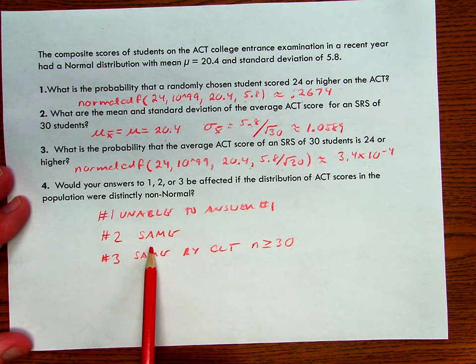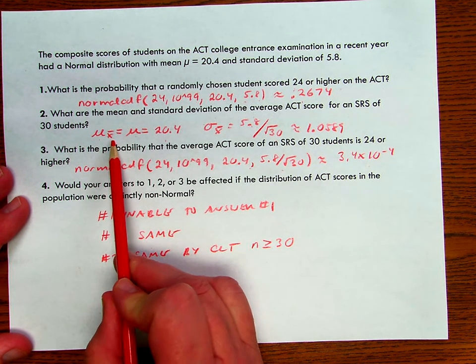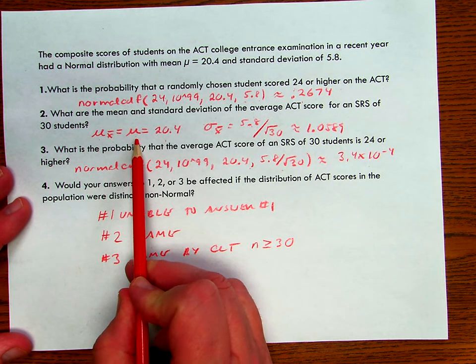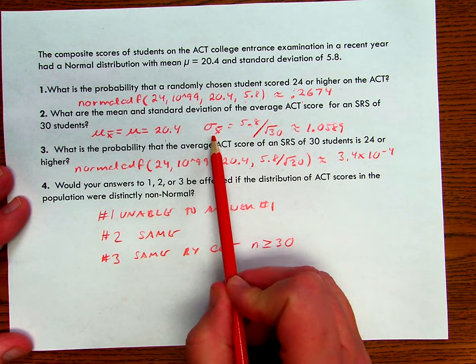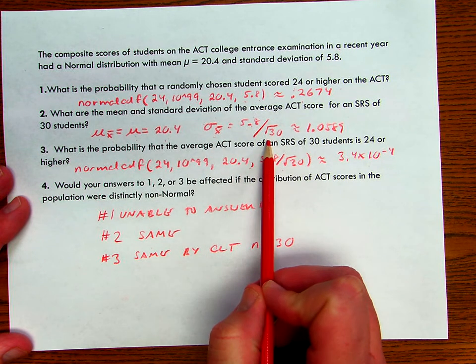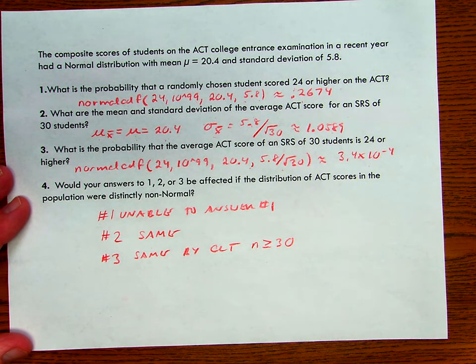Okay, number 2. The mean of the sampling distribution is always equal to the population mean, regardless of shape or sample size. This standard deviation formula is based on not sampling more than 10% of the total population. 30 is certainly not more than 10% of the total population. That'll be the same.